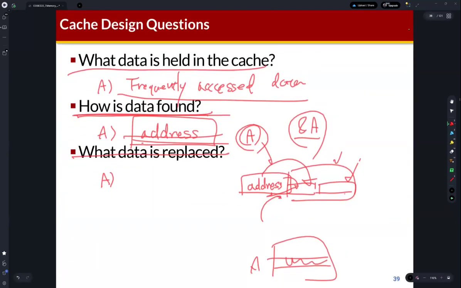So what data is replaced? I mentioned in the analogy, if you complete the study of computer architecture, what does that mean? We already know we will not use the computer architecture book anymore, right? Then this book can be replaced. So ideally, if the data is not used anymore, then we can replace it. This is the ideal case actually.